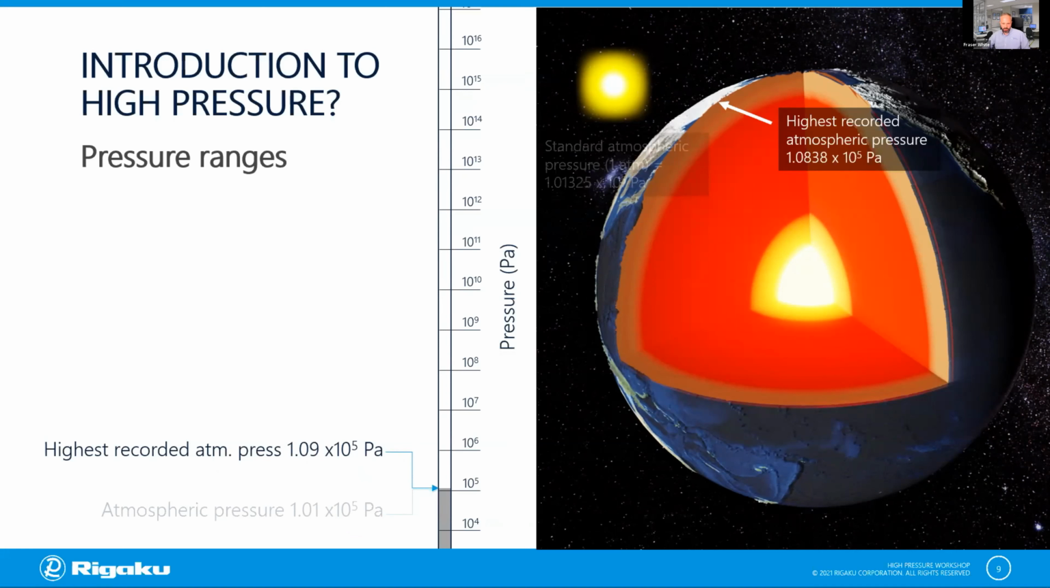Without us deliberately applying any pressure to a sample, somewhere in this range down here is where we'd be collecting almost all of our crystal structures. Obviously atmospheric pressure does vary a little bit, but generally we consider not really any change whether you're at this pressure here or this high pressure here.